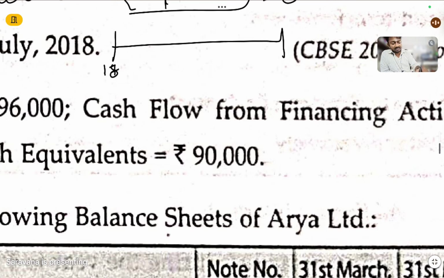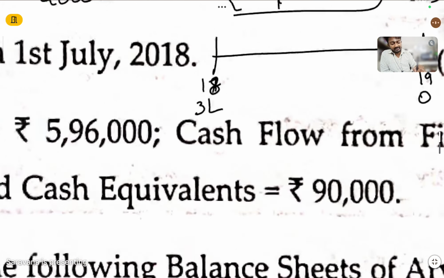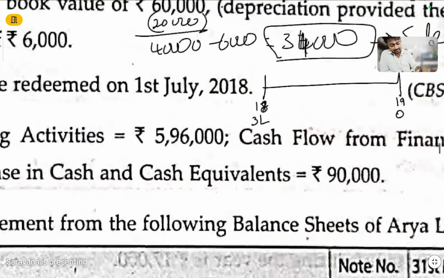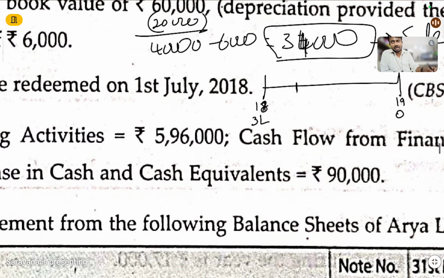2018-19, right? What is the opening value of debentures? 3 lakhs. Closing value? Nil, it means 0. When it was paid? 1st July. So how many months? April, May, June. 3 months interest we need to pay.